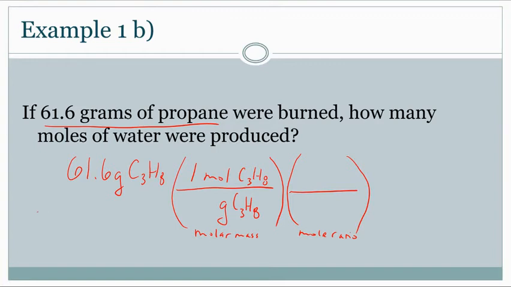Okay, so I've got 3 times 12.01 is going to give me 36.03, plus 8 times 1.01 is 8.08. And when I add those together, I get 44.11 grams. And then I'm going to look at my balanced chemical equation.